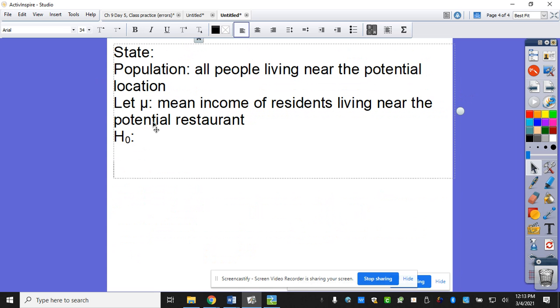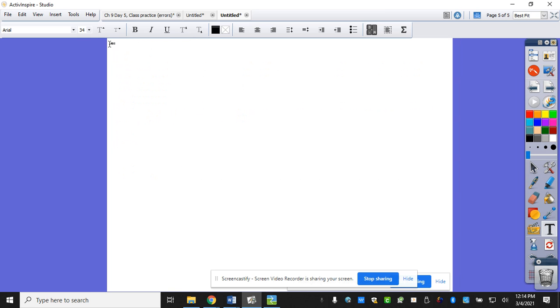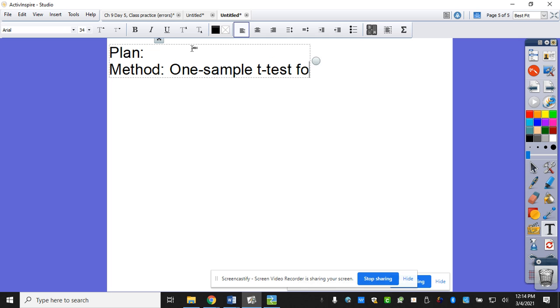And then we end this with what is alpha? Because in this one, it actually is given, it tells a significance level of 1%. 1% as a decimal is 0.01. What's next? And so we have method. What is our method here? What do you need to do there?